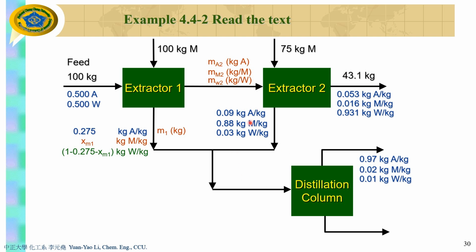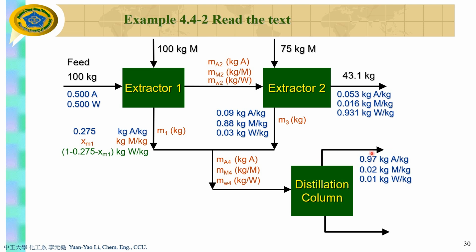You have 3 pieces of information. You have the fraction of the MIBK, water, and acetone. So the thing you don't know is the total amount, which you write down as M3. So M1 and M3 get together, become this line here. The thing you don't know is M. You don't have any information on this stream, so you have MA4, MM4, and MW4. So this stream will be fed into the distillation column.